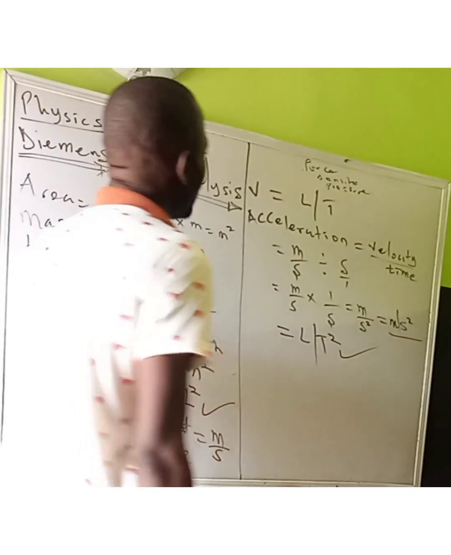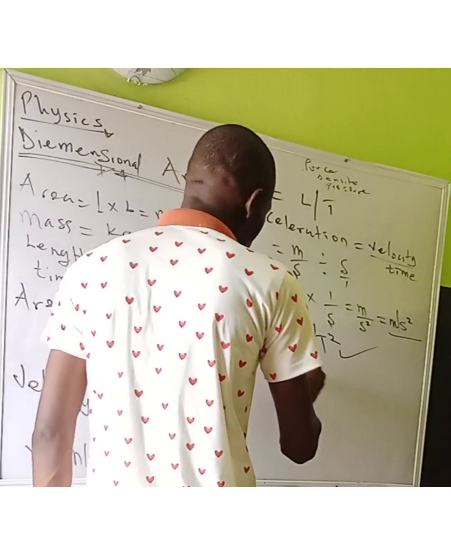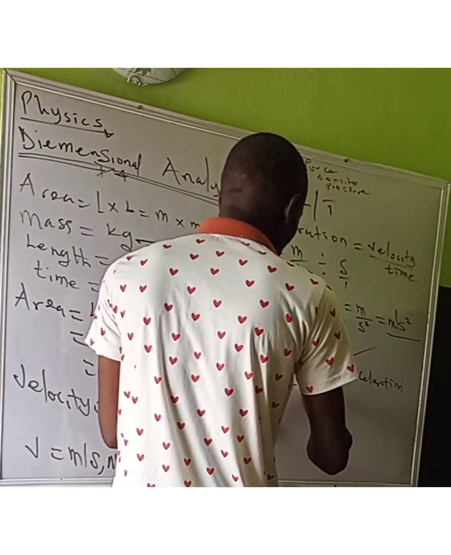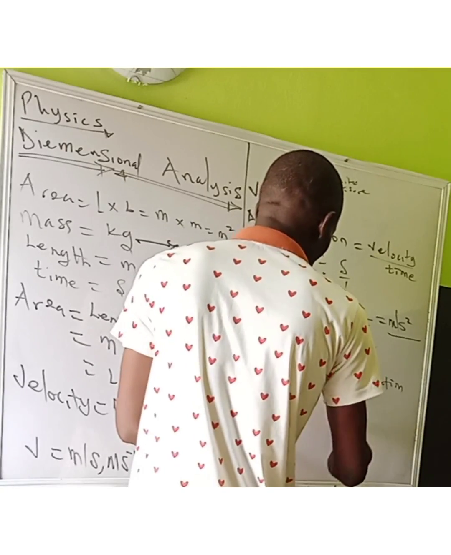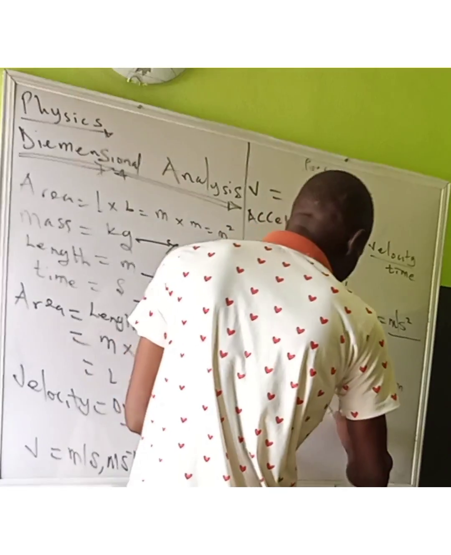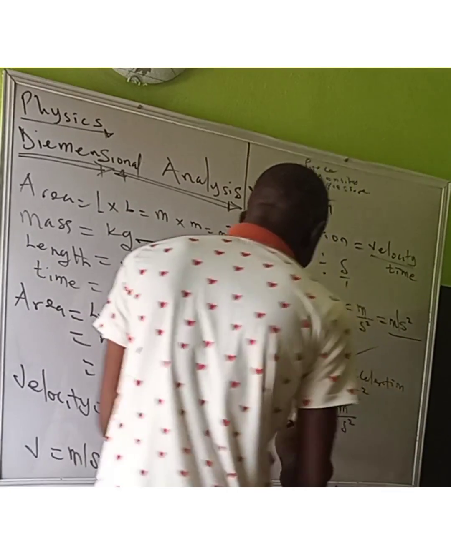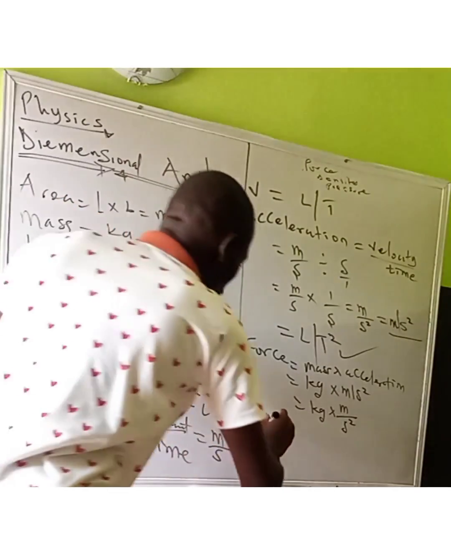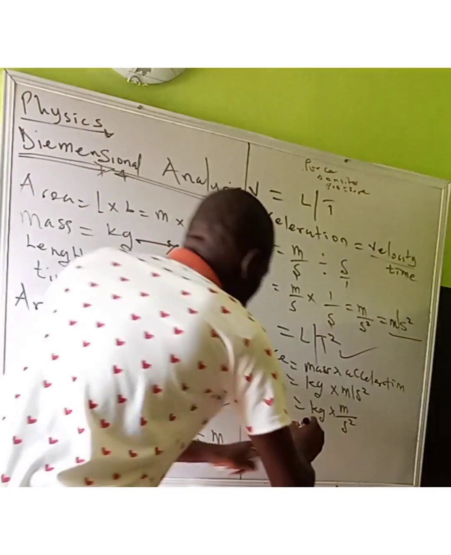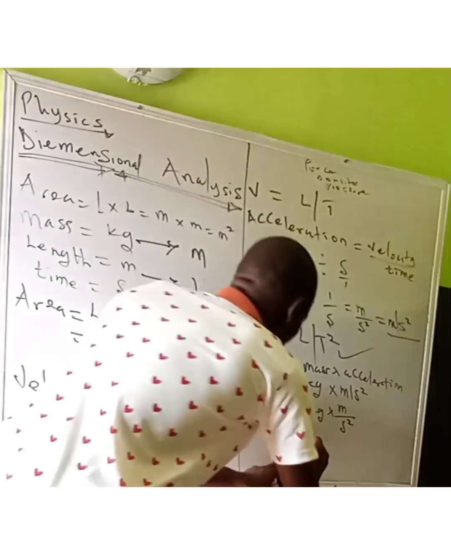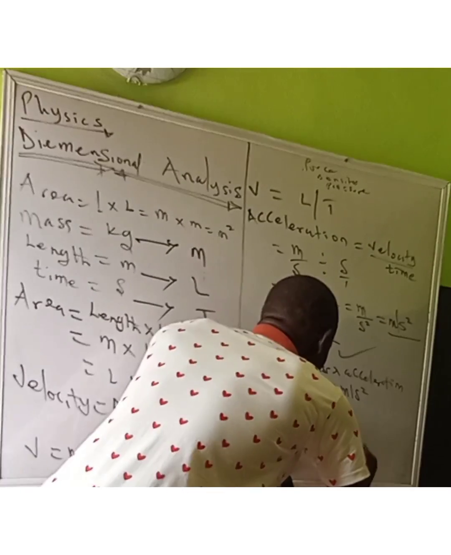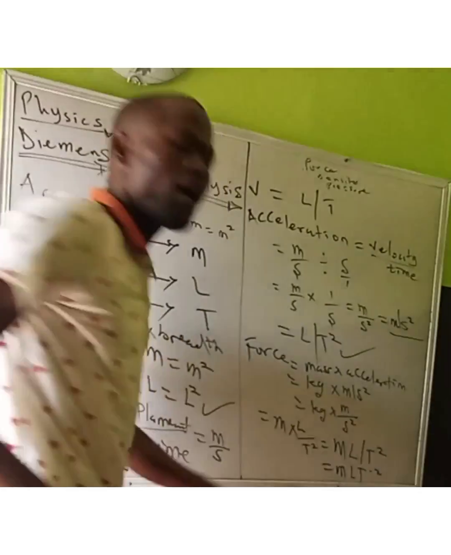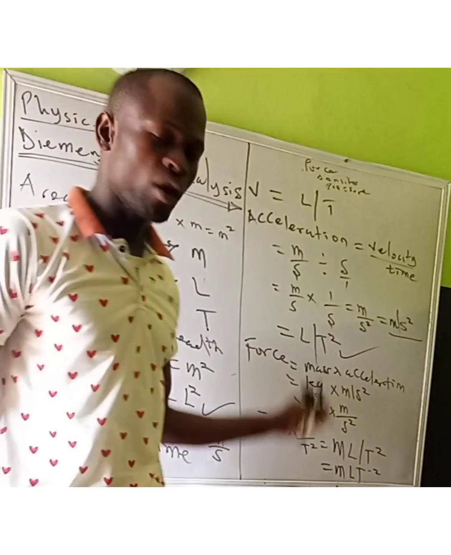Let's go further. If I said force, force is equal to mass times acceleration. Mass is measured in kilogram, acceleration is measured in meter per second square. So this is kilogram times meter, per second square. Dimensionally, kilogram is represented by M, meter is represented by L, and second is represented by T, so we have T squared there. So everything becomes M L per T square. Sometimes you see something like this, M L T raised to power minus 2. Whichever way you see it in your textbook, it's correct. So this is called dimensional analysis.